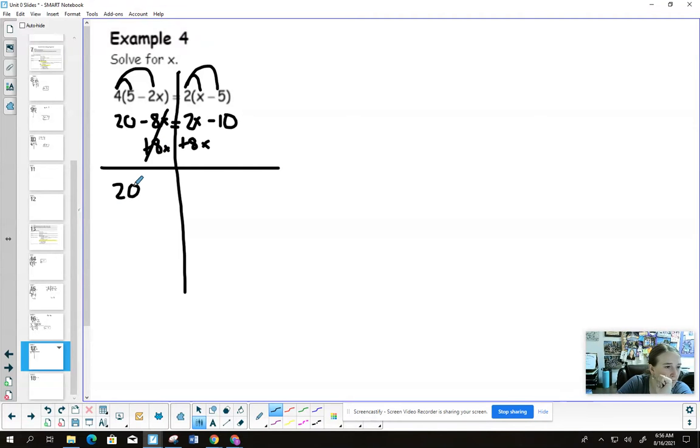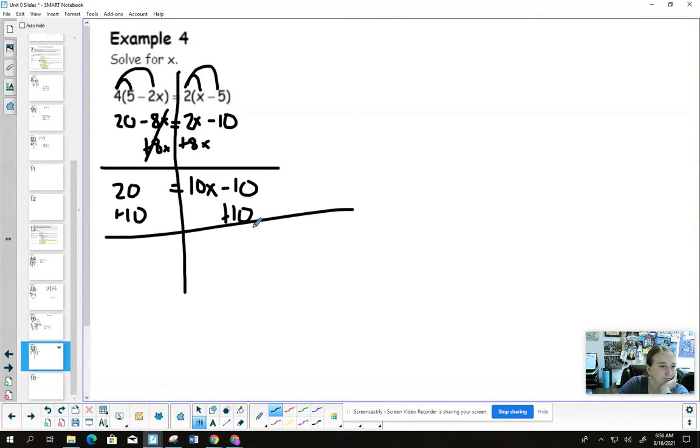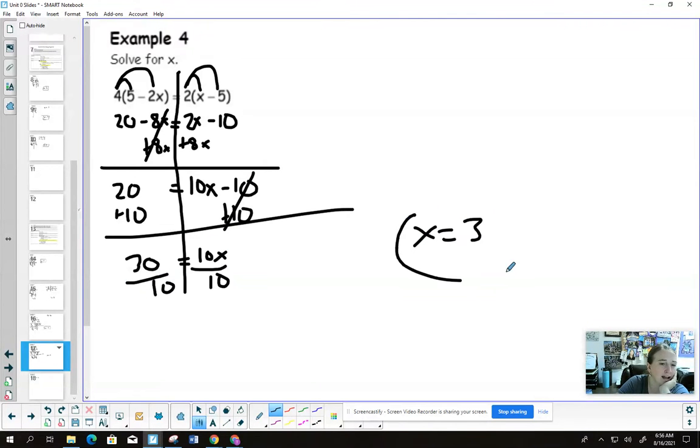So I've got 20 equals, this should be 10x minus 10. To get x by itself, we should add 10. We've got 30 equals 10x. I should divide by 10. No matter where you started, you should have gotten that x equals 3. If you did not get x equals 3, you made a mistake.